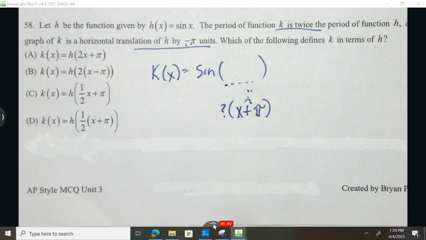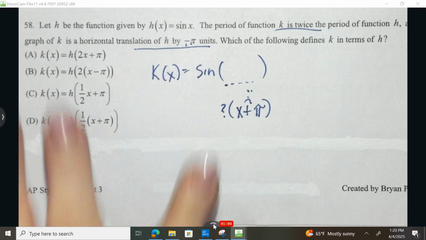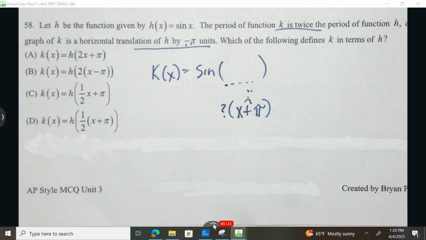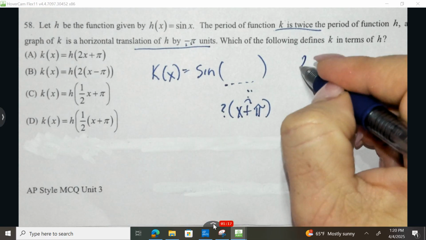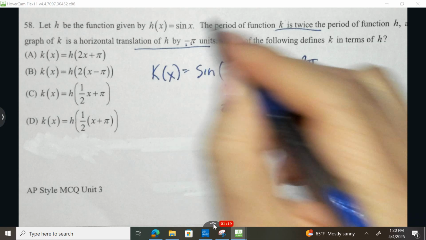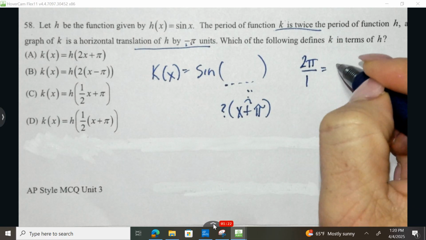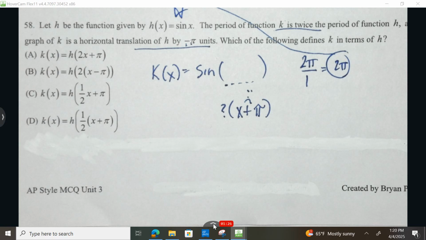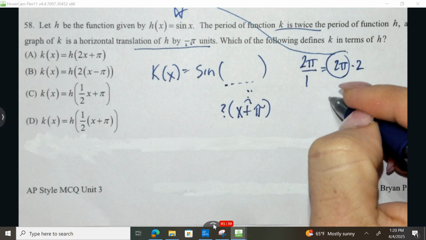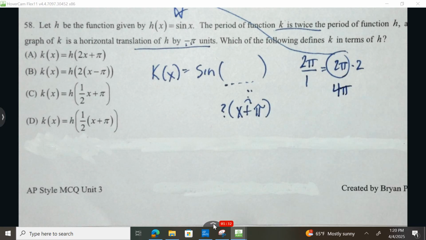I don't see that. I'm going to show you what it could look like if it wasn't in parentheses in just a second. So I already know, by the way, the answer is D just from this format. But let's go to the next part just to be able to share this with you. It says the period is twice. Well, up here we have a 1 in front of the x. So if I take 2 pi and divide it by whatever number is stuck with the x, I end up with the period length. So the period length of h of x is 2 pi. And we know that the period of k of x needs to be twice this. So if I take it times 2, I need to get a 4 pi.